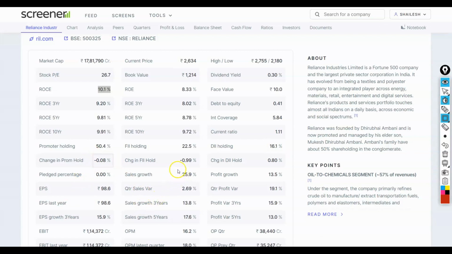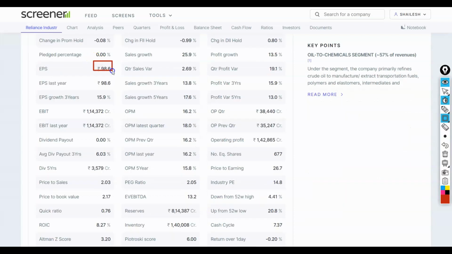The sales growth CAGR is 25.9% and the profit growth CAGR is 13.5%. So there is no pledged percent, which is a good thing. The sales growth is in positive territory and the profit growth CAGR is in positive territory, which is a good thing about this stock. If we look into the EPS, then the EPS is 98.6. So each stock of this company, of this Reliance, is making 98.6 rupees for you in a year. The operating profit margin is 16.2 and the dividend payout is 0. So this stock is not a very good dividend payer.